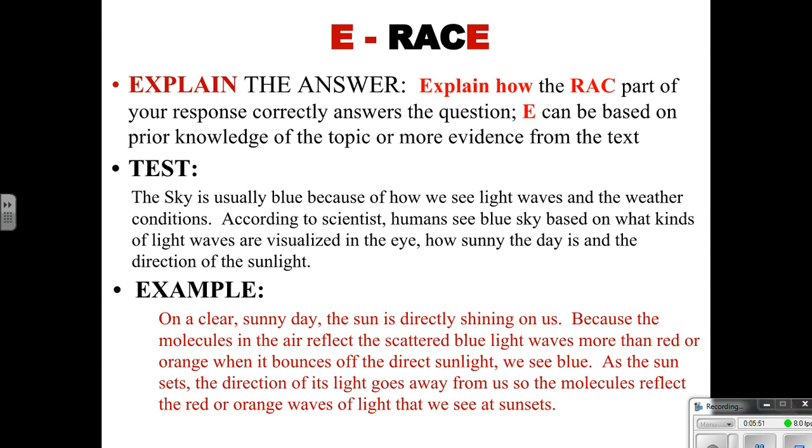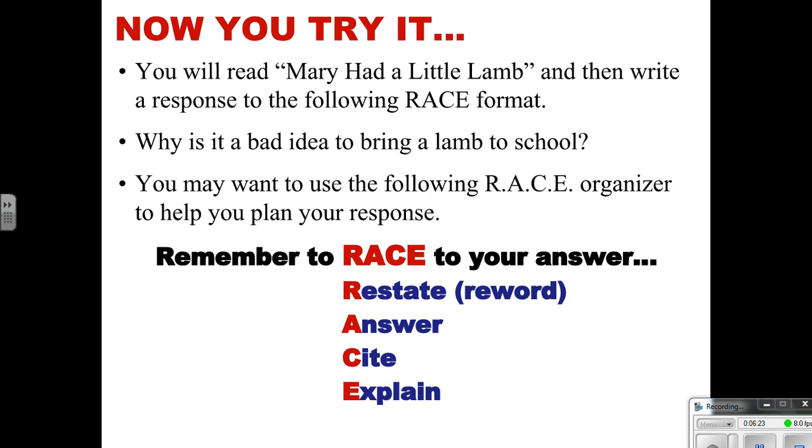Now, one thing you don't want to do: you don't want to say, this evidence supports my answer. Never say that. Don't ever do that. No, no, no. You want to make sure that you explain it intellectually and logically. This was a very in-depth explanation. You don't have to be that in-depth, but you want to make sure that you fully explain how your response correctly answers the question. So now you try it.